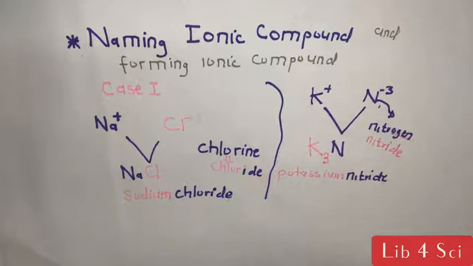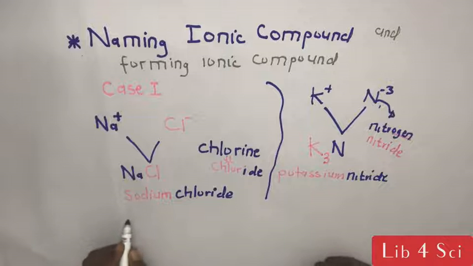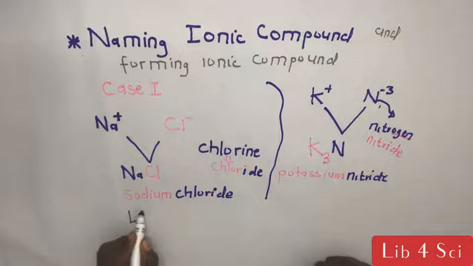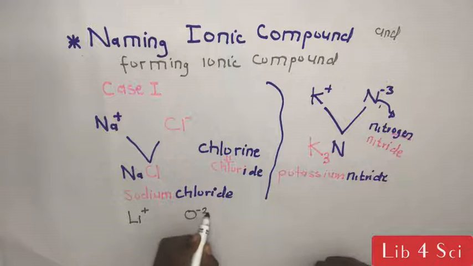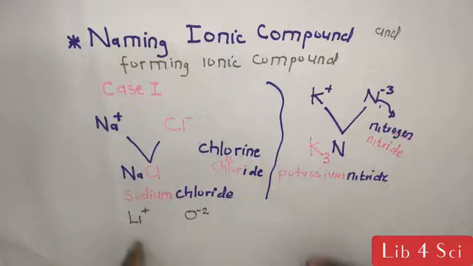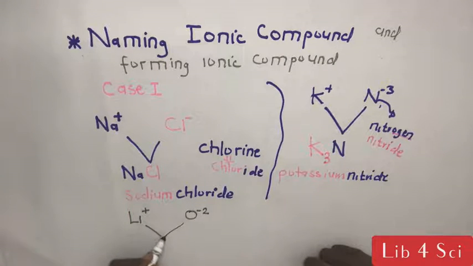Let's look at another example. If we are given lithium and that of oxygen, firstly our target is we want to form the compound and provide the name of this compound. So in formation of the compound, you write the positive charge first. The positive charge is lithium, so it is Li.